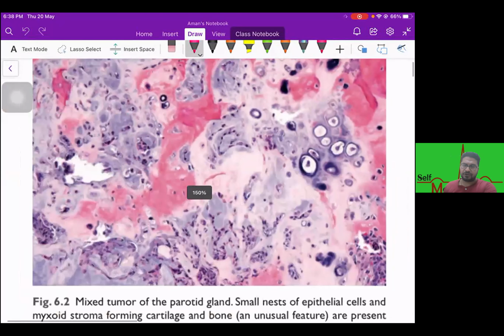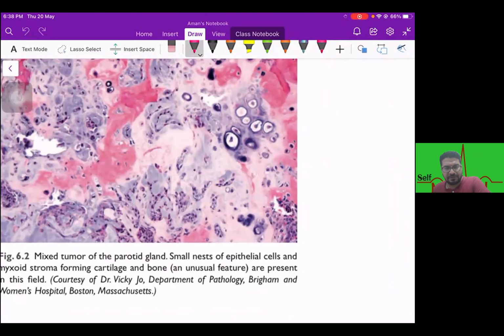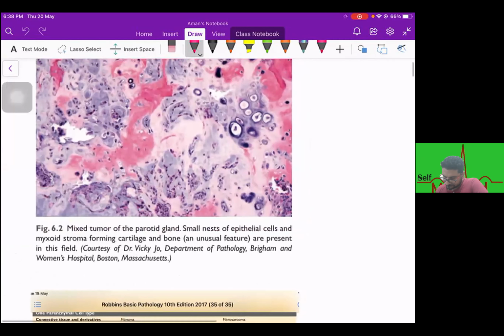Just remember the fact: the most common benign tumor of the parotid gland will be pleomorphic adenoma. The second tumor that you should remember for parotid gland, the most common malignant tumor, will be mucoepidermoid carcinoma. And one more tumor you can see is Warthin's tumor.